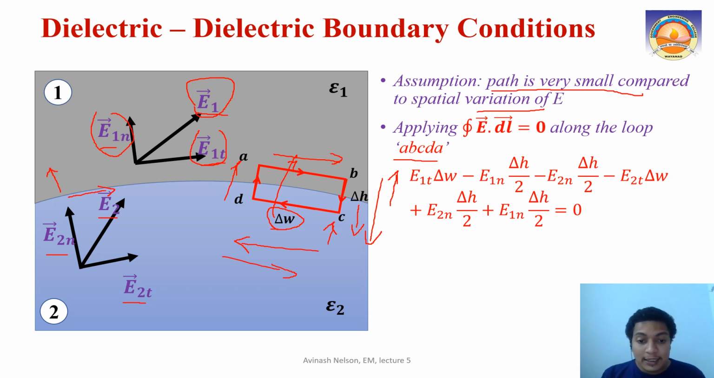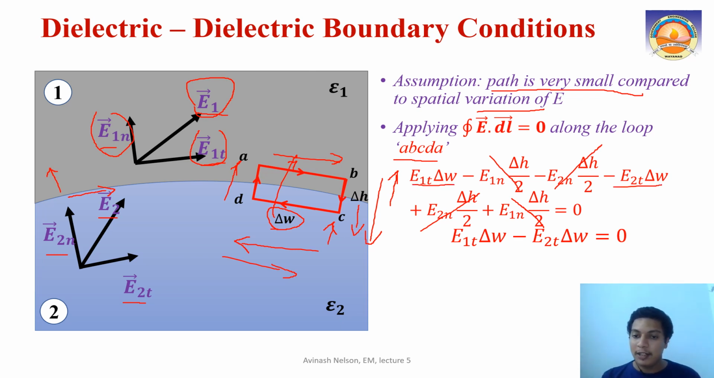So once you have written this, one interesting part is that in E1n into delta S by 2, here you have a negative part and here you have a positive part. So that cancels. Similarly here, minus E2n into delta S by 2 plus E2n into delta S by 2, that also gets cancelled. So the remaining part is E1t into delta W minus E2t into delta W equal to 0. So we get this equation.